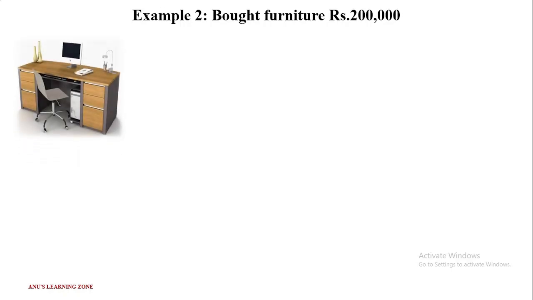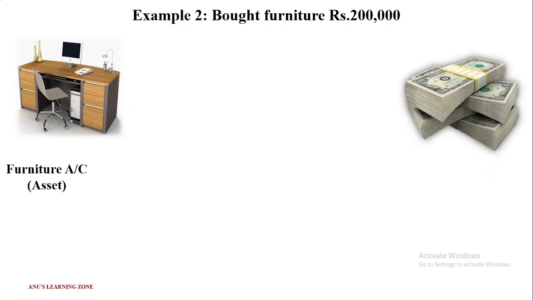Moving on to the second example: bought furniture for rupees 2 lakh. The first and foremost thing is we need to identify the accounts. As it is mentioned, the purchase of furniture is the transaction. So the first account will be the furniture account, which belongs to the category asset. And usually when it is mentioned like "bought furniture" with an amount, it is assumed to be a cash purchase, so we write the second account as cash account. Cash account also falls into the category of asset.